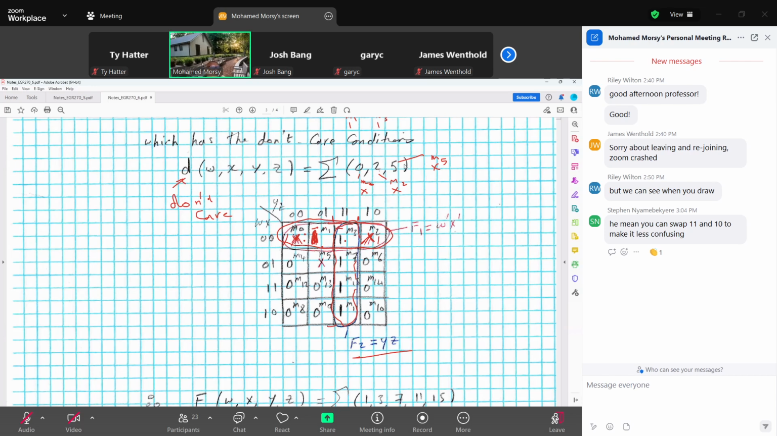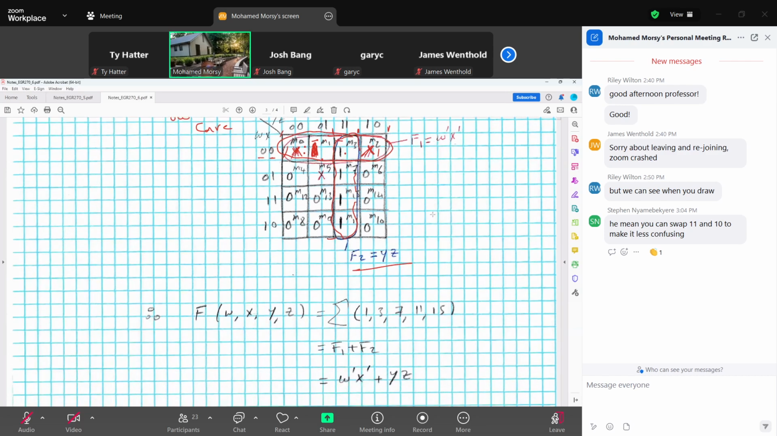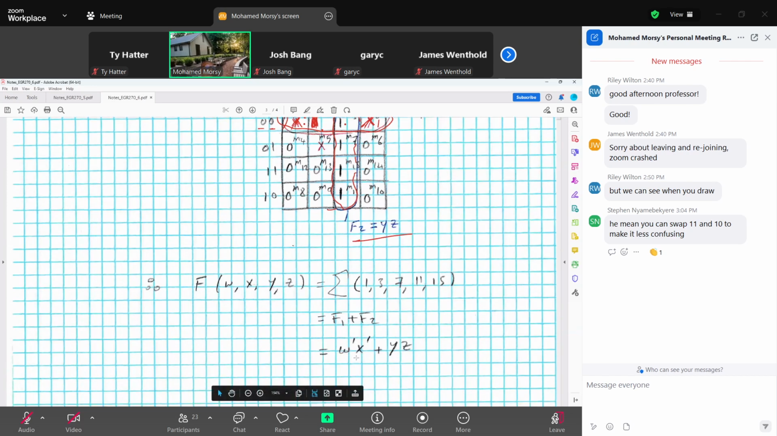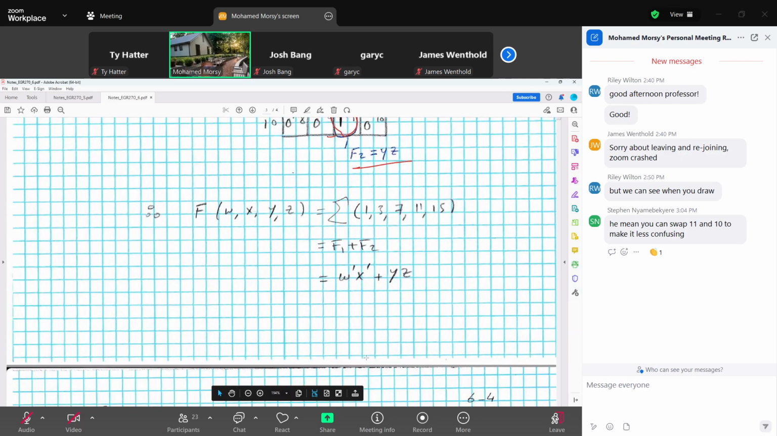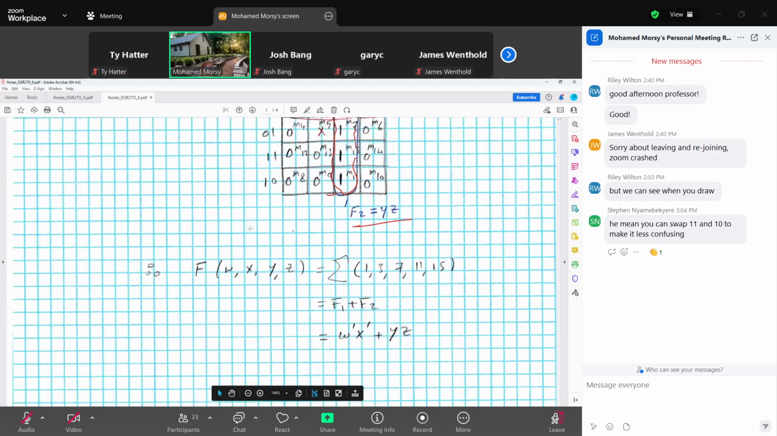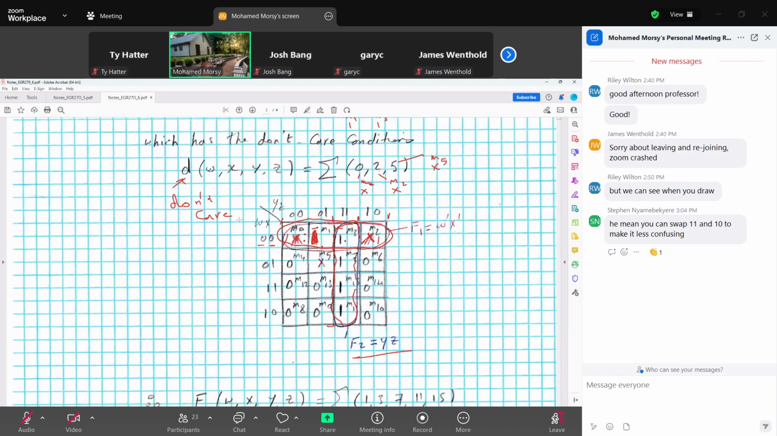So for this group, if 1 is W0, so W inverted, X0, X inverted, and from here to here, we have different values for Y and Z, so we skip. So now we got W inverted, X inverted, plus YZ. Is this clear, guys? Don't care and grouping of Karnaugh map of 4 variables. Professor? Clear? Professor? Yes, sir. Go ahead.